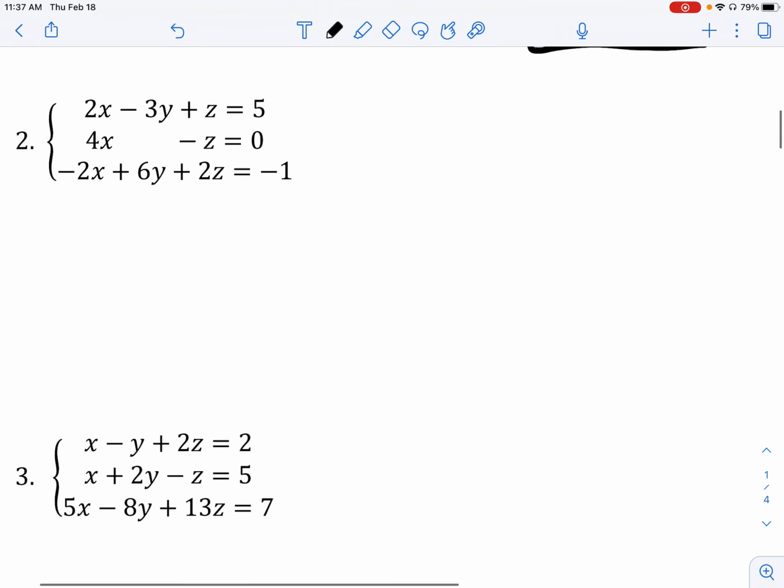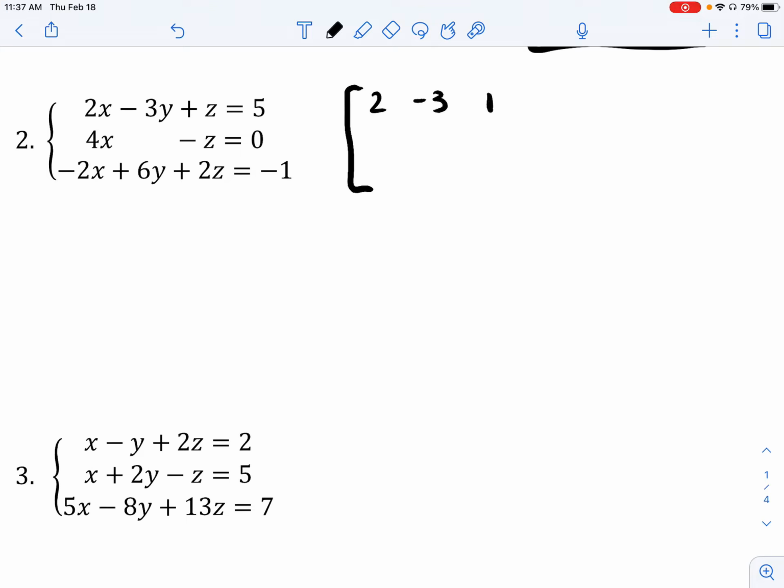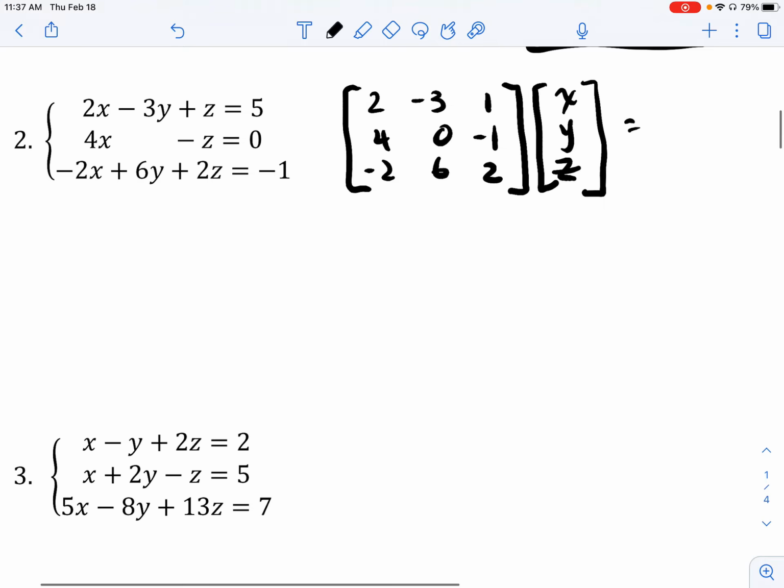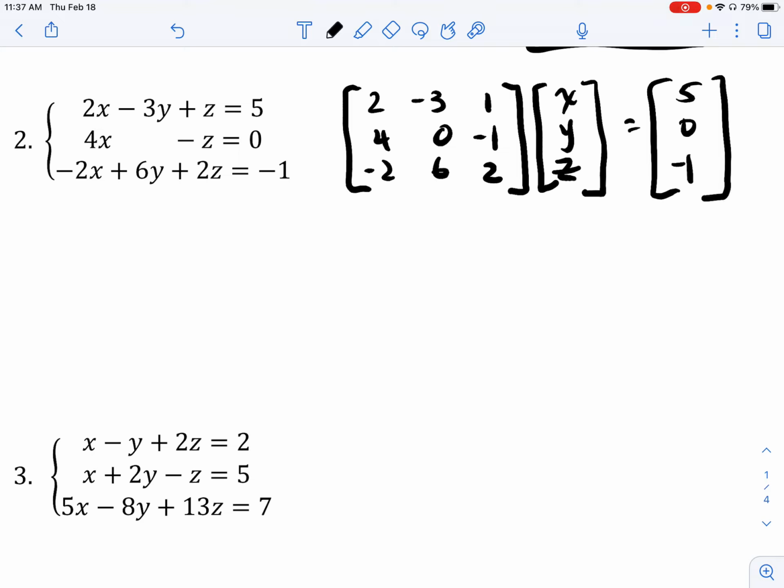So the first thing I'm going to do with this one is rewrite this coefficient matrix so we see what we're dealing with. You don't have to do this, but just so you can see our values lined up pretty cleanly. So there's our coefficient matrix. Our variable matrix is x, y, z. And our constant matrix is 5, 0, negative 1. So we know what we're going to be replacing with.